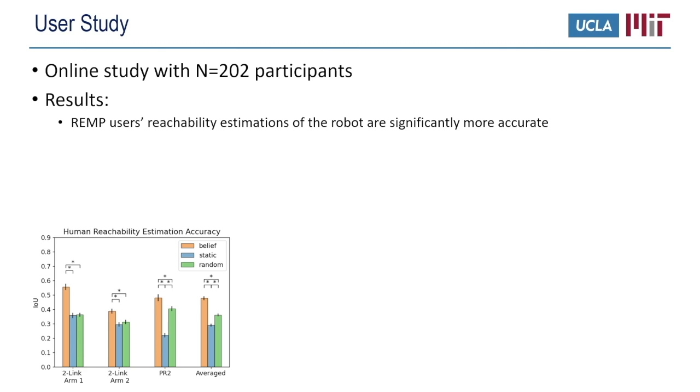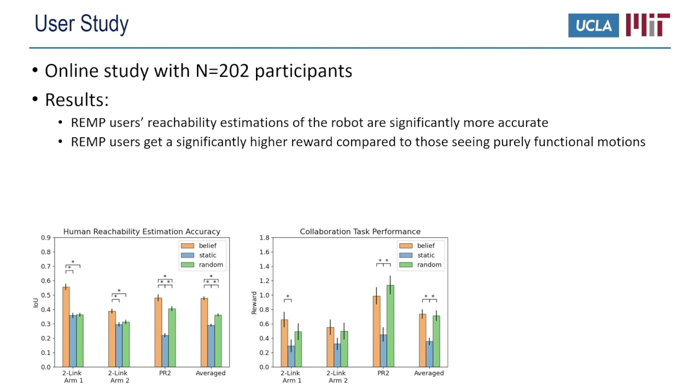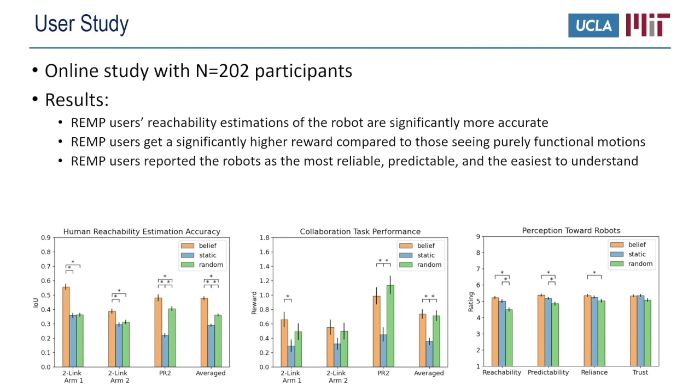Compared with users in purely functional motions, REMP users are able to get a significantly higher reward in the subsequent collaboration task. They also reported the robots as the most reliable, the most predictable, and the easiest to understand. These objective and subjective results together suggest that our approach has an overall advantage for improving humans' understanding of robots, as well as the quality of collaboration over the baselines.